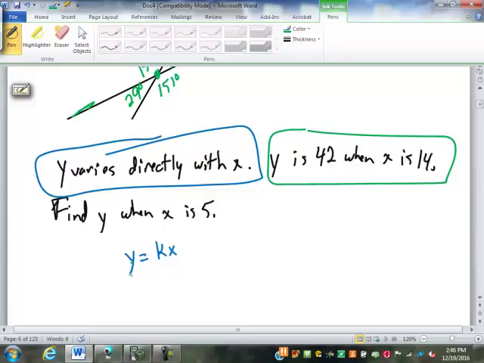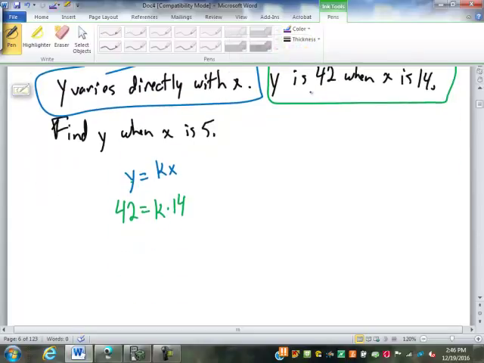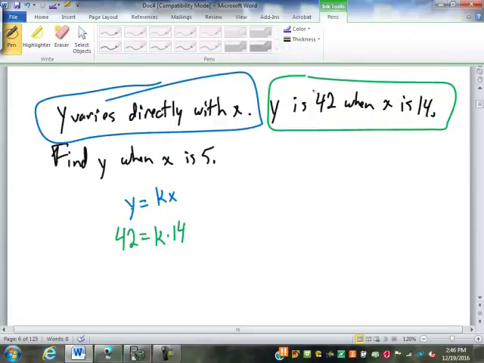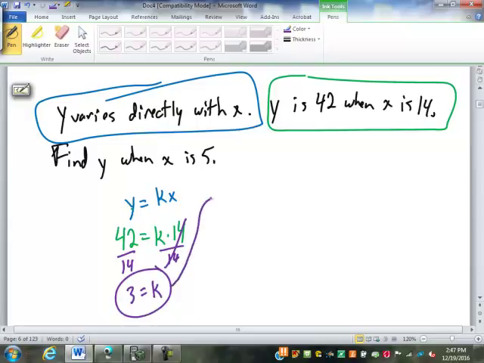What goes in for y? 42. Y is 42 when x is 14. So how do I find k? Divide by 14. Get k by itself. K is multiplied by 14. We divide by 14 to get it alone. 42 divided by 14 is 3. So k equals 3. So what does that tell us? Constant is 3, so our original equation, y equals k times x, is really y equals 3 times x.